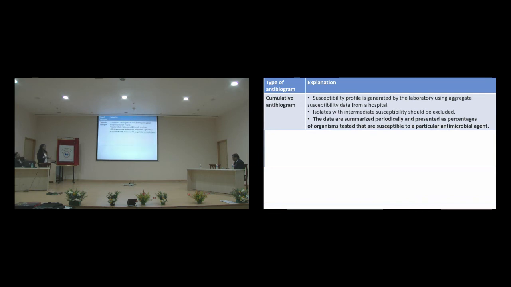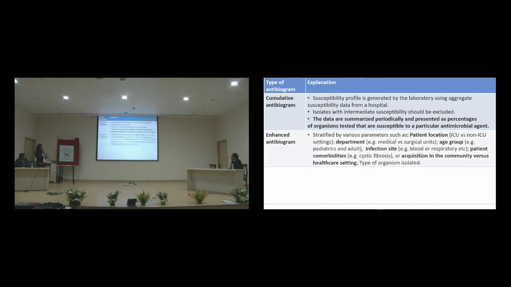Sir, here I want to add something. For EUCAST, susceptibility means S plus I. Whereas for CLSI, susceptibility means S, and not susceptible means I plus R. So when we have inter-hospital comparison where they use two different guidelines, it may pose a problem. Yeah, if you have to compare, then you have to compare using the same methodology. We cannot compare apples and oranges.